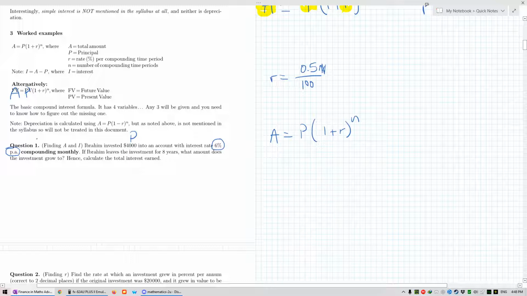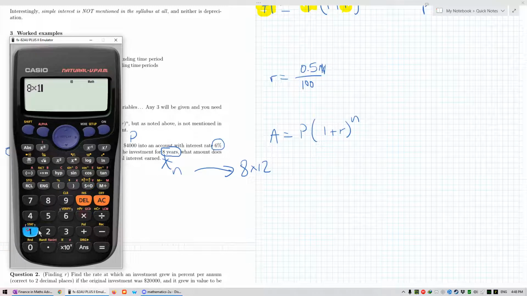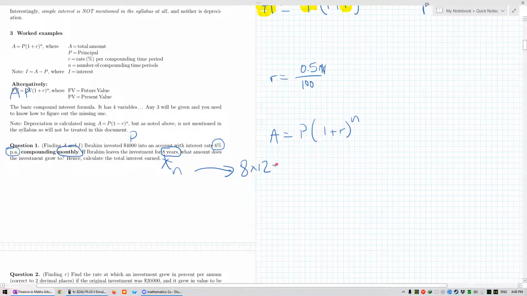And let's move on. Leaves investment for 8 years. Well, that's N, number of time periods. Hang on a second. Is it 8 though? It's not 8 because it's 8 years, but we're working in months. So 8 times 12. N is 8 times 12, which is 96, but just in case you can't do it mentally, 8 times 12 is 96. N is 96. Okay, so N is 96.